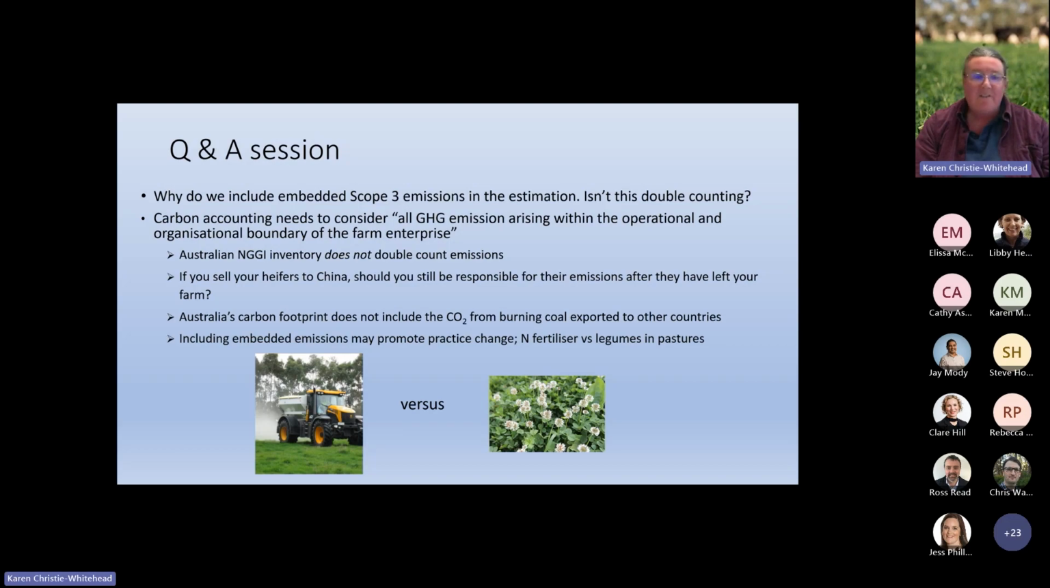What it might do on farm is promote practice change. So instead of getting in your tractor and fertilising with a nitrogen-based fertiliser, which has a source of emissions associated with the manufacturing of that, you might go, okay, how can I boost the legumes in my pastures? Still get nitrogen into the system, but through a different pathway.